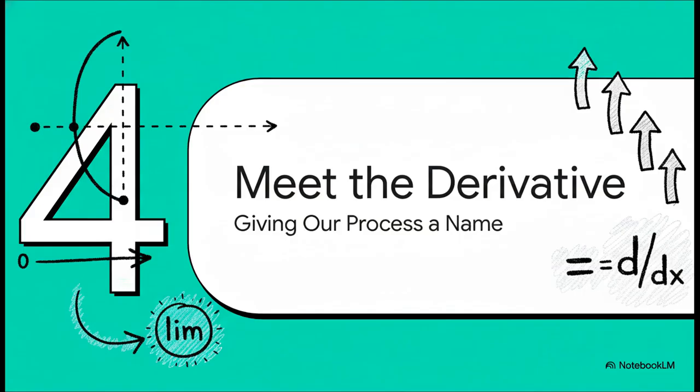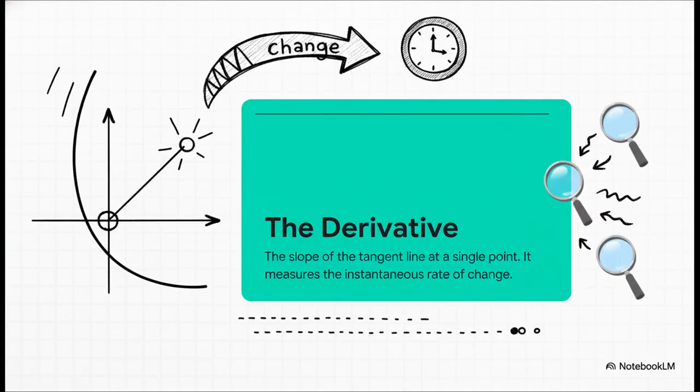Okay, so this whole process we just went through, picking a nearby point, finding the slope, and then taking that limit as the points get infinitely close, that whole shebang has a name. It's called the derivative. And what is it? It's the slope of the tangent line. That's the line that just kind of kisses the curve at that one single point. It's the perfect measure of the rate of change at one specific moment in time.